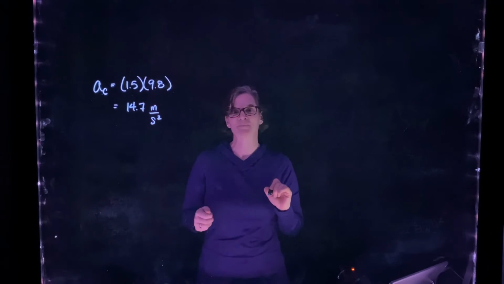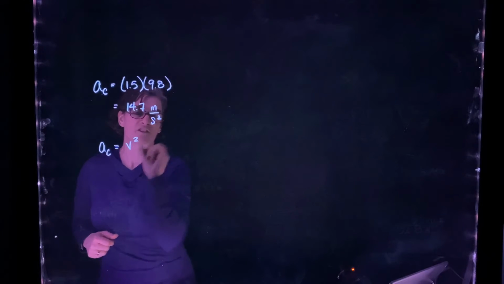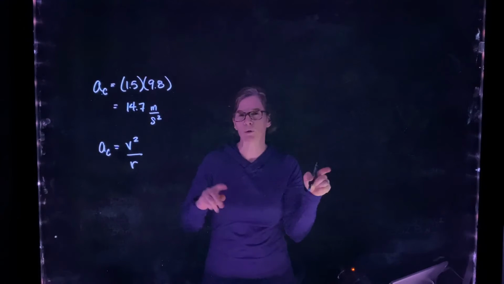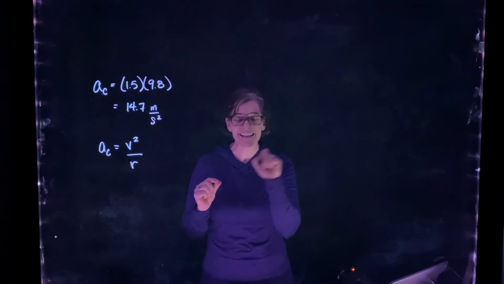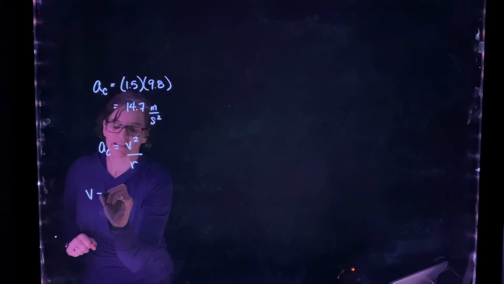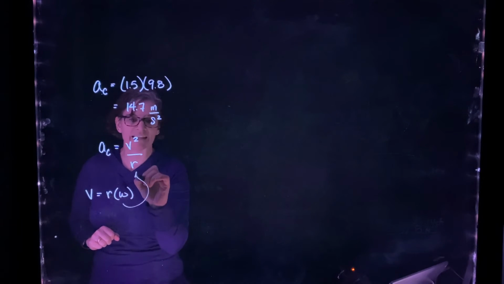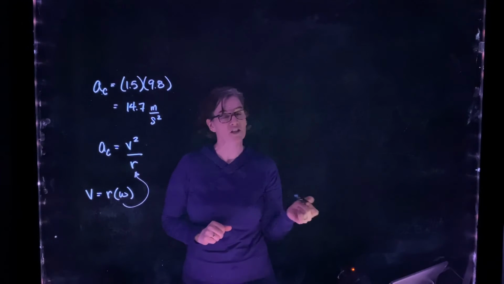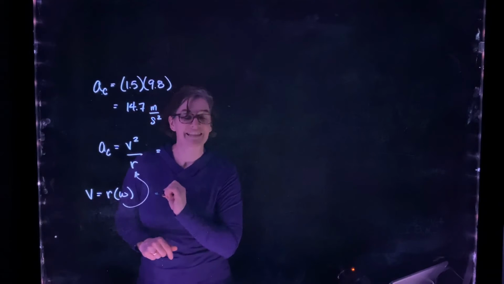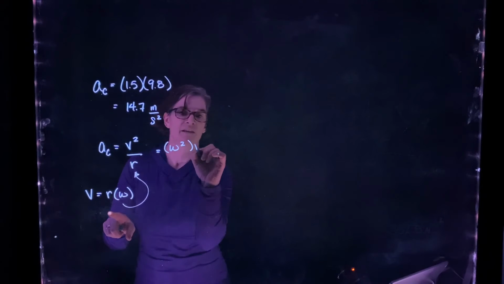So pretty high. We know that the centripetal acceleration is equal to the tangential velocity squared over the radius. Now we want to know revolutions per minute, so that means we want something to do with the angular speed. Well, if we remember that the linear velocity is equal to the radius times the angular velocity, I can use that in this relationship for centripetal acceleration to put it in terms of angular speed. And we find that the centripetal acceleration is equal to omega squared times the radius.